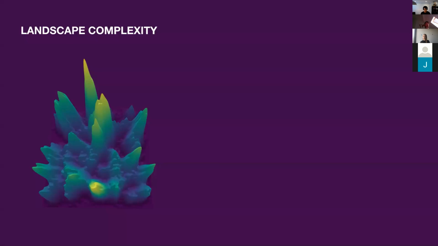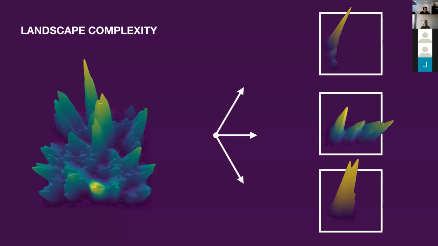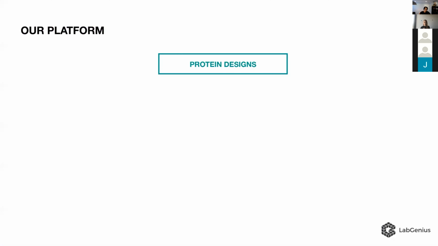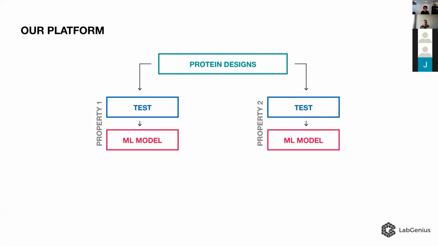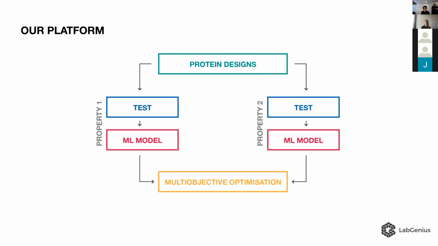And when I was talking about the protein fitness landscape, I was simplifying the concept to some extent. When I was talking about fitness, it's actually not just one axis. It's a combination of lots of different fitness landscapes that give rise to the goodness of the protein in your specific case. So the way we address this in our platform is by starting with protein designs, but then decoupling the different properties and designing tests and machine learning models specifically for those properties. And then once we have the machine learning models for all of the properties of interest, we use multi-objective optimization to inform the next generation of protein designs.